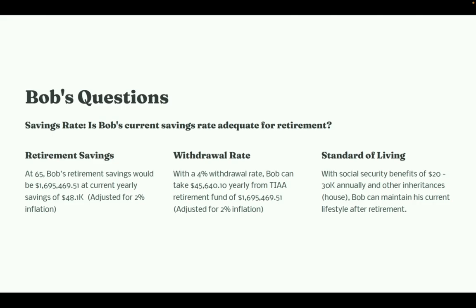Now let us address Bob's specific concerns. Is Bob's current saving rate adequate for retirement? At age 65, Bob's retirement savings would be approximately 1.7 million. Of course, it is adjusted for 2.2% inflation, and with a 4% withdrawal rate, Bob can take around 45K annually from his retirement fund. Combined with social security benefits of 20 to 30K dollars annually and potential inheritances, Bob can maintain his current lifestyle after retirement.